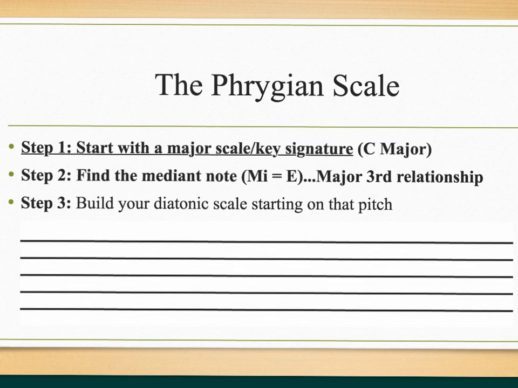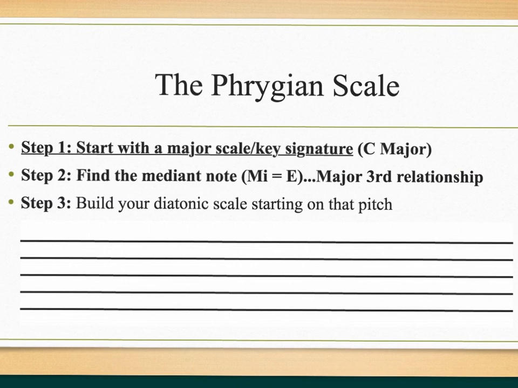The Phrygian scale is the 3rd scale in the order of the scales, which means if we start in the key of C major, we're going to start on Mi for the relative relationship. The mediant note in C major would be E, which would be a major 3rd relationship. When we have a major 3rd relationship, that means that from whatever major key you are in, you go up a major 3rd, and that will be the tonic of the Phrygian scale.